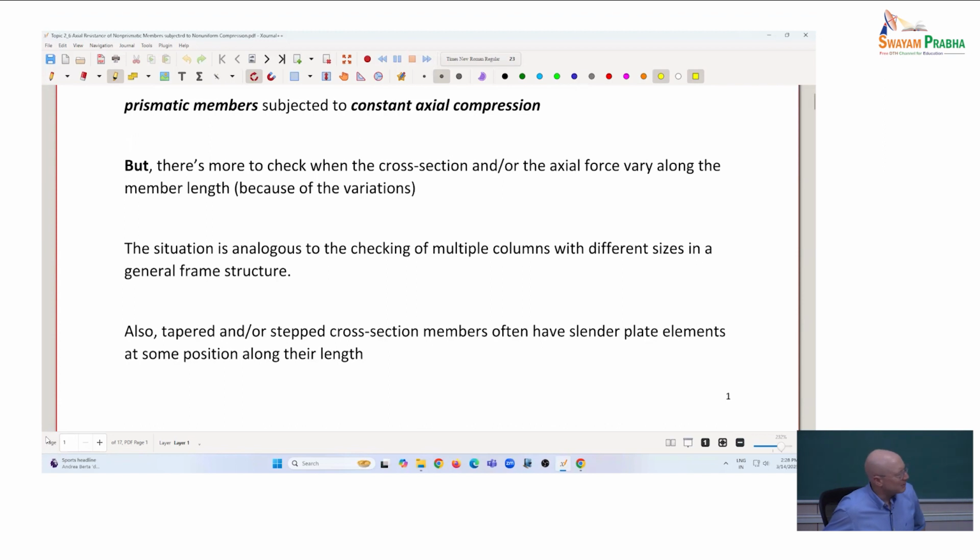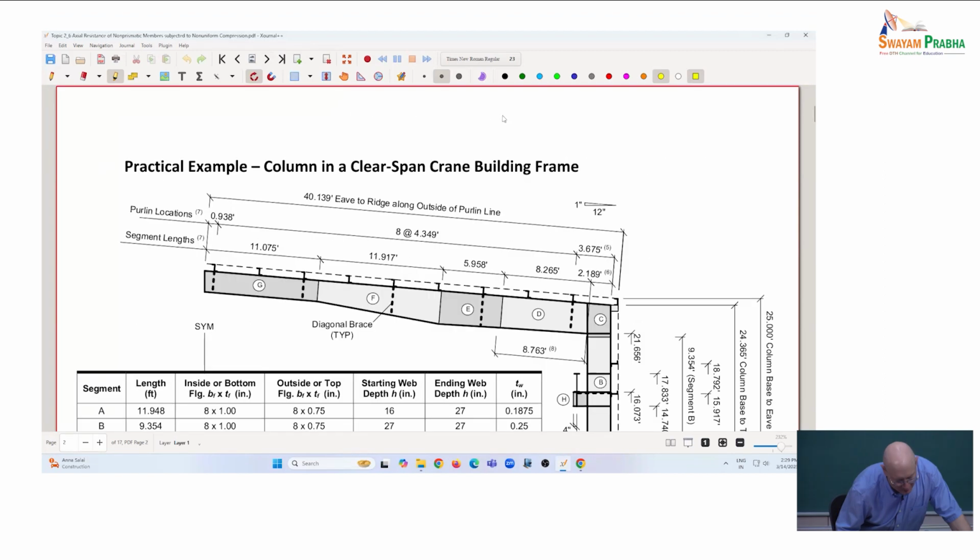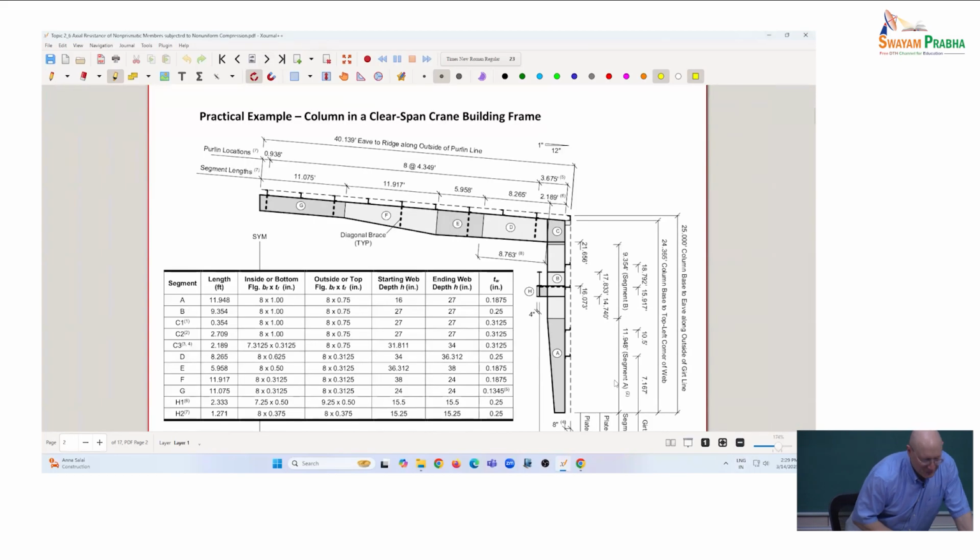The other thing that happens if you're talking to engineers more familiar with designing hot-rolled structures, where we don't have to deal with local buckling, is they say, okay, that's nice if we've got non-slender elements, but once we get into tapered and stepped cross-sections, often we're talking about structures where we're going to encounter slender plate elements somewhere along the length. All right, so I can now try to make it as complicated as possible. We can say we want to check a frame. Oh my God, there's a lot going on here.